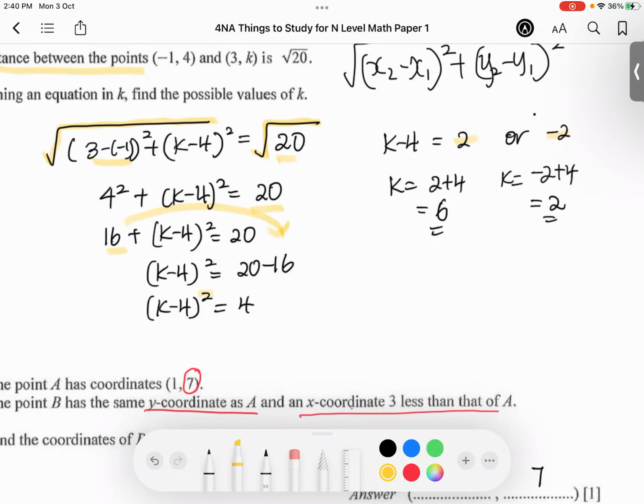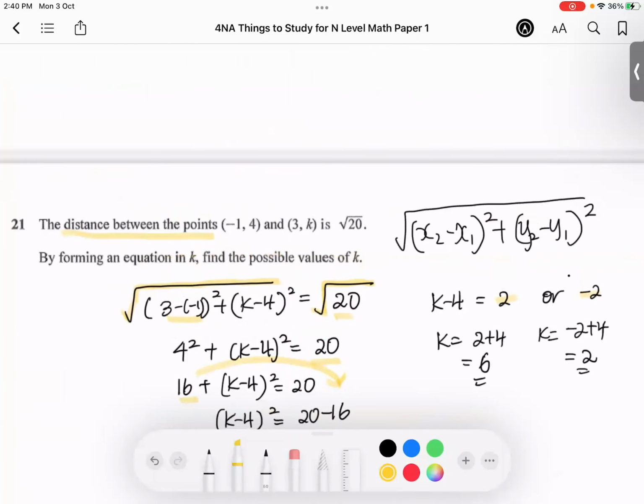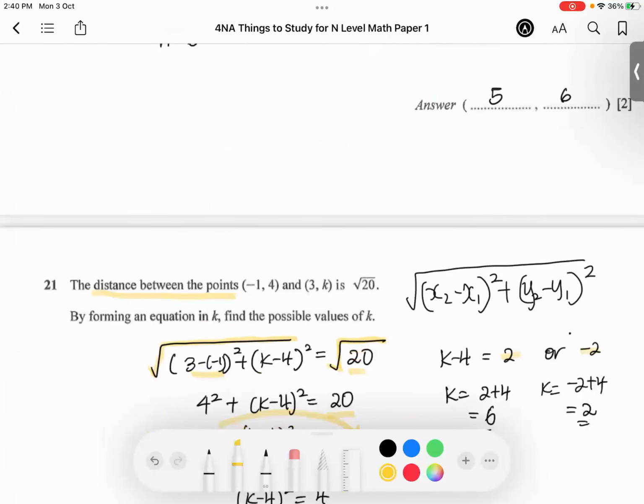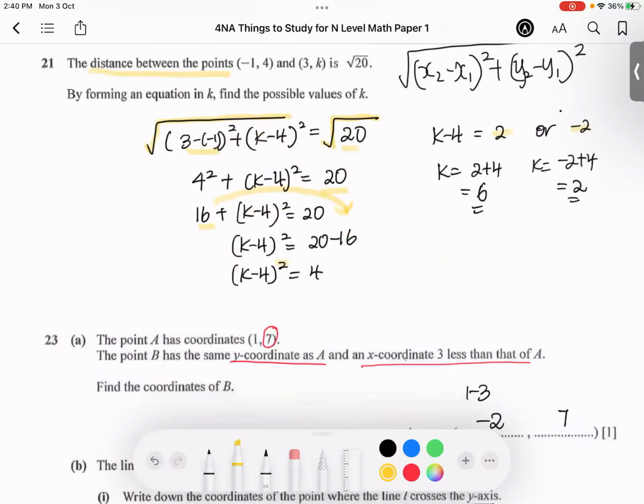Okay, next question. So these two types are the trend. One is coordinate geometry involving gradient, but with algebra. The other one is the type involving length, the distance between 2 points. So make sure you memorize these two formulas. Next question, some things to take note of.